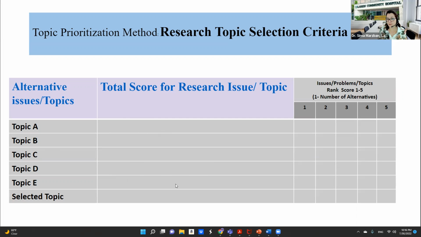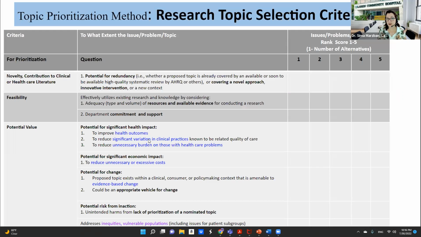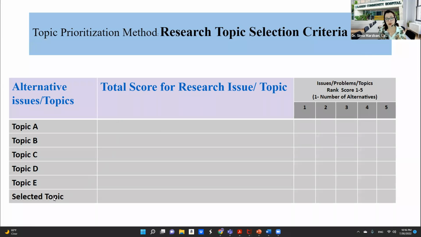The more, the better. So the selected topic would be the topic that covers many of these areas, many of these criteria, with the highest scores, with the highest level of evaluation and your judgment. So you will have a selected topic.